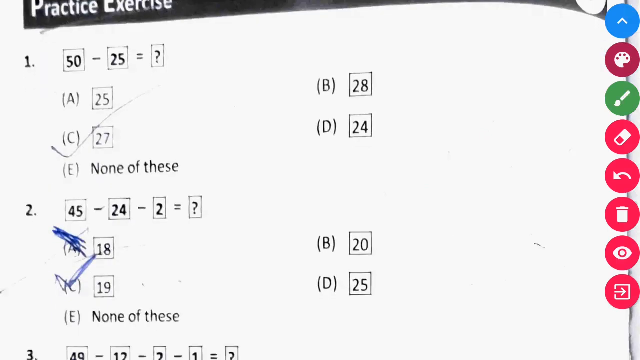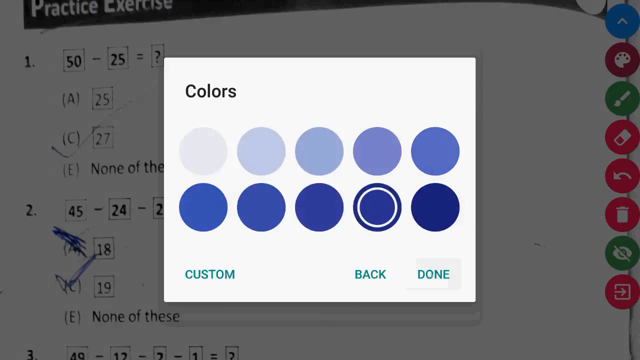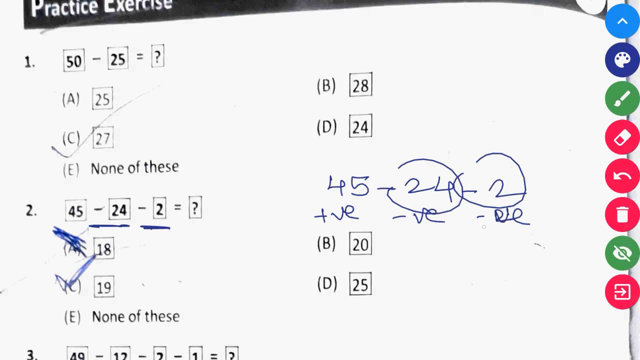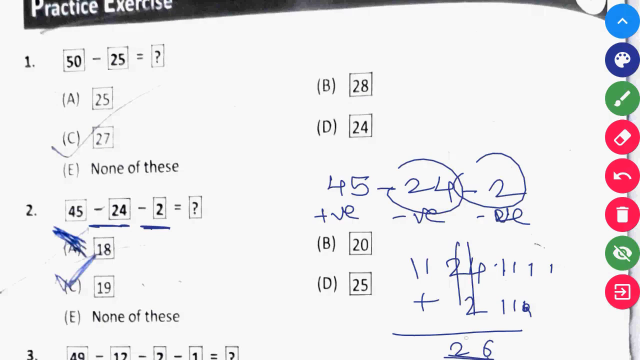Now the next one, 3 numbers are given to us and we have to subtract. So again we have to add those two numbers which have the same sign. So here 24 and 2. Now see, 45 minus 24 minus 2. Here 45 has a positive sign, 24 has a negative sign and 2 has a negative sign. So we have to add 24 and 2 by the bar method. 24 plus 2. Now draw 4 bar lines for 4 and 2 bar lines for 2 and add them, it becomes 6, and 2 bar lines for 2 as it is 2. So your answer is 26.